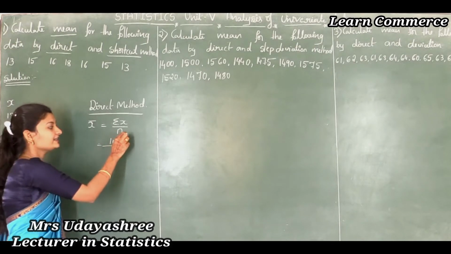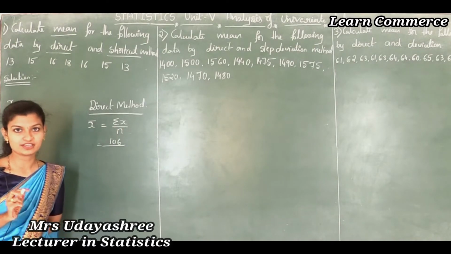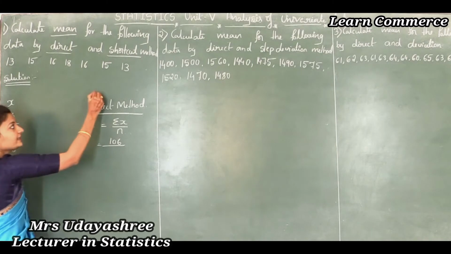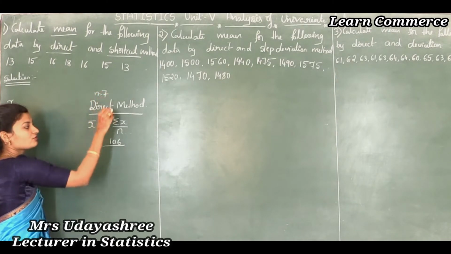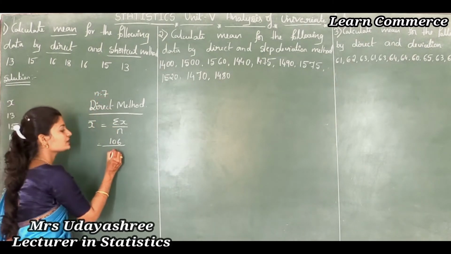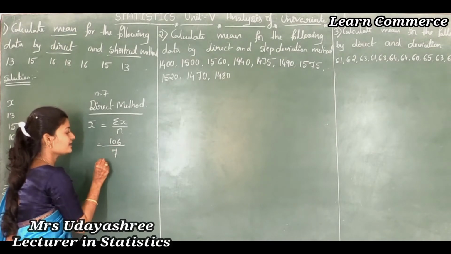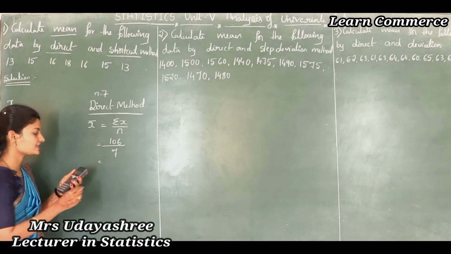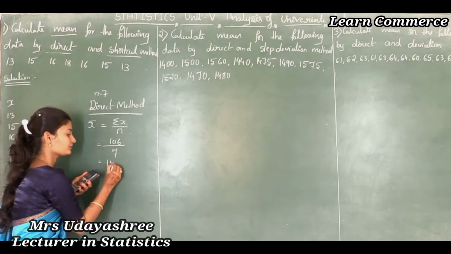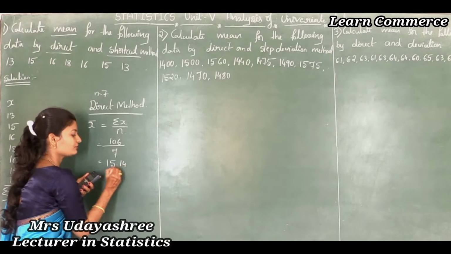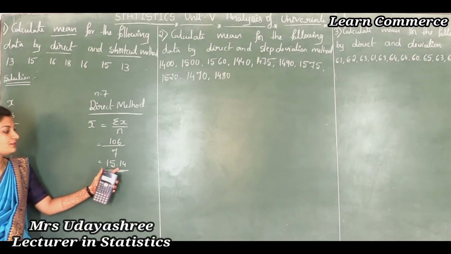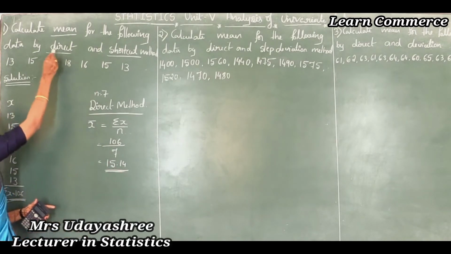Then what is n? n is the total number of observations. So here the total number of observations are 1, 2, 3, 4, 5, 6, 7. So here n is 7, and in the place of n I will substitute 7. So 106 divided by 7 is 15.14. In the direct method the mean answer is 15.14. Okay, so here the direct method is over.